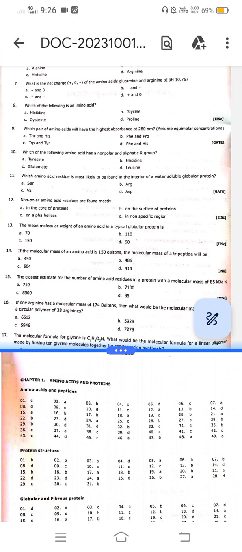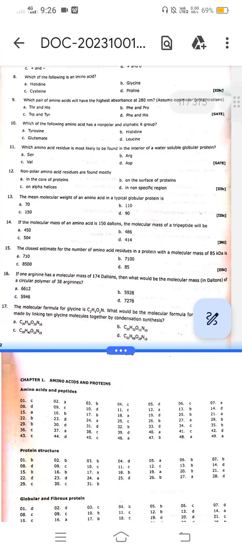The mean molecular weight of an amino acid in a typical globular protein is 110. Then if the molecular mass of an amino acid is 150 Daltons, the molecular mass of a tripeptide will be 414.